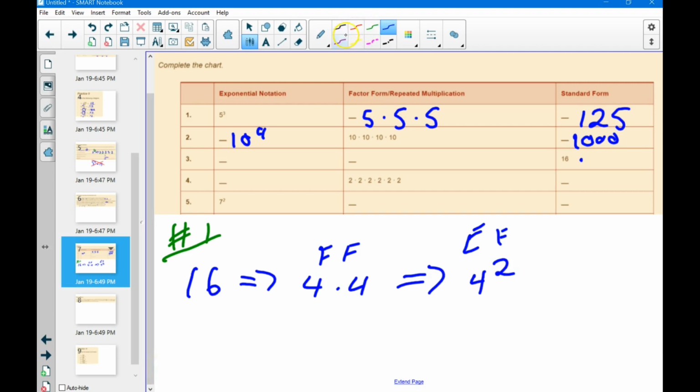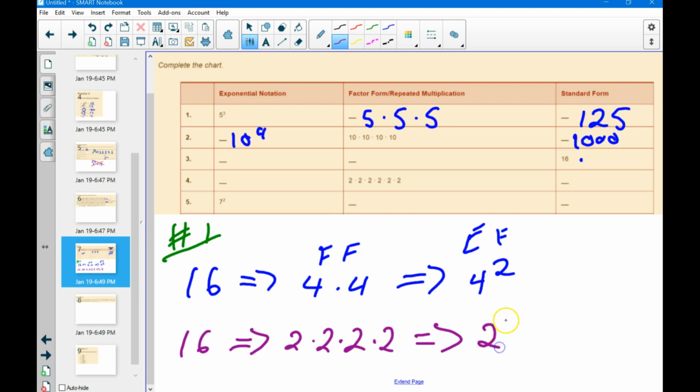16 looks like this. So I can go 2 times 2 is 4, times 2 is 8, times 2 is 16. Same answer, same numbers, it's now I'm just representing them with 2's. And then this time the exponential notation would look like this: 2 to the power of 4. And they're both equally correct, just two different ways of showing it.